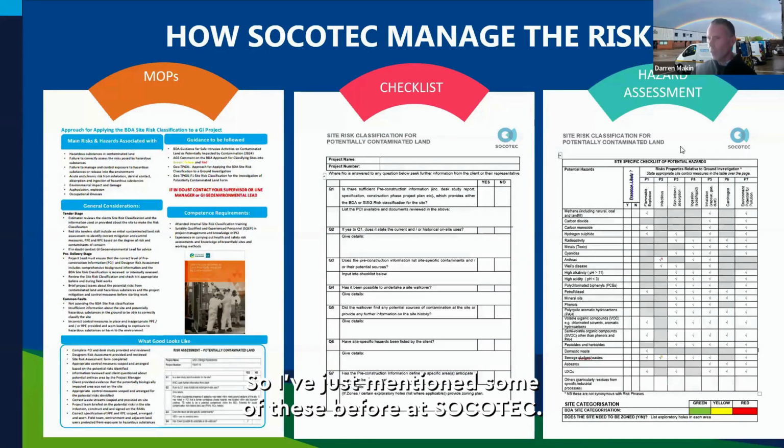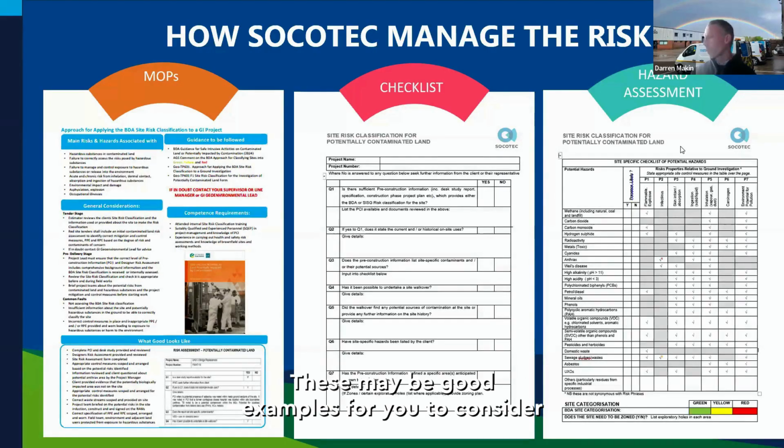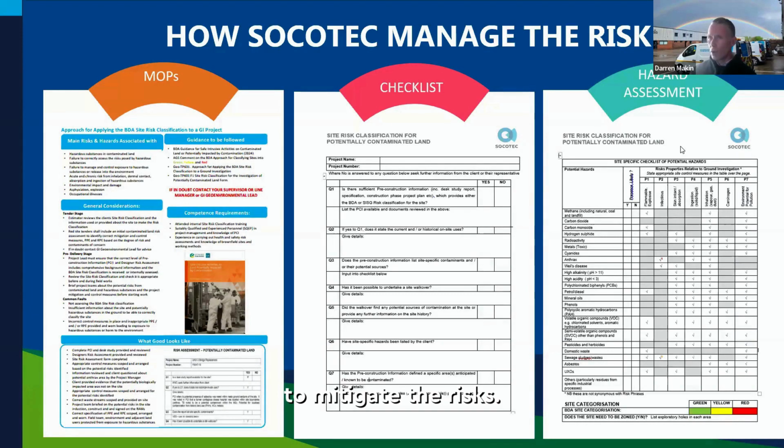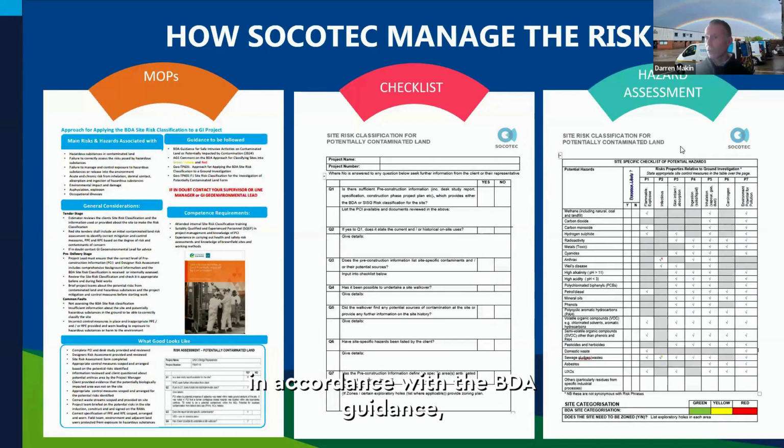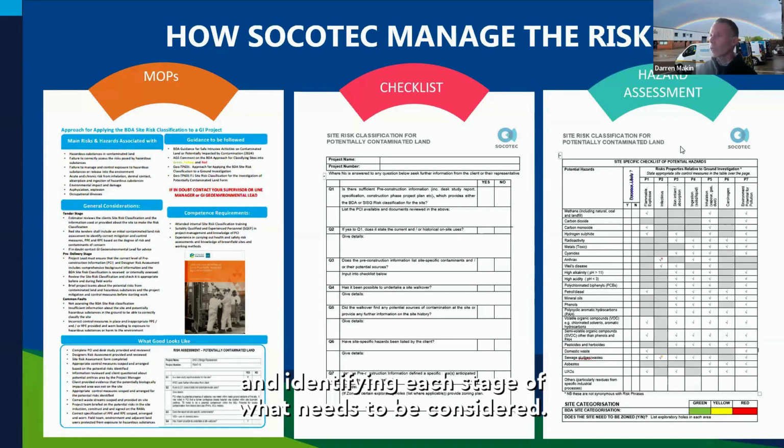So I've just mentioned some of these before at Socotec. These may be good examples for you to consider as well, or you may have some similar or even better practices. But these are what I consider good practice to mitigate the risks. Recently we've developed minimum operating procedures for how a site should be categorized in accordance with the BDA guidance, the British Drilling Association guidance, and identifying each stage of what needs to be considered.